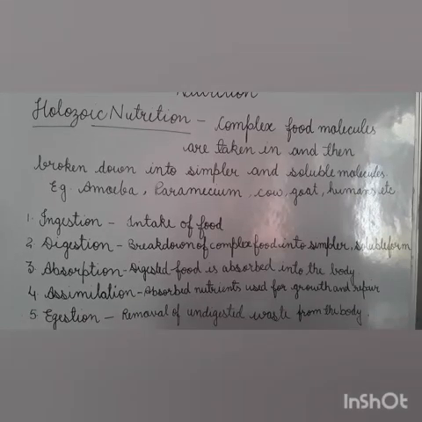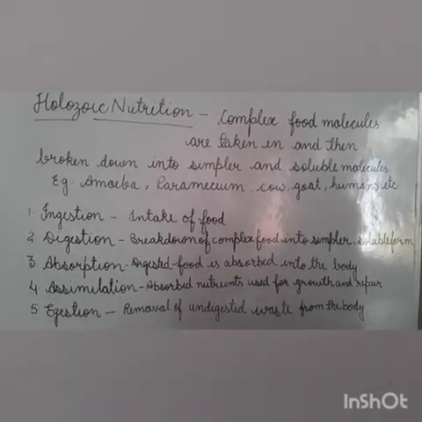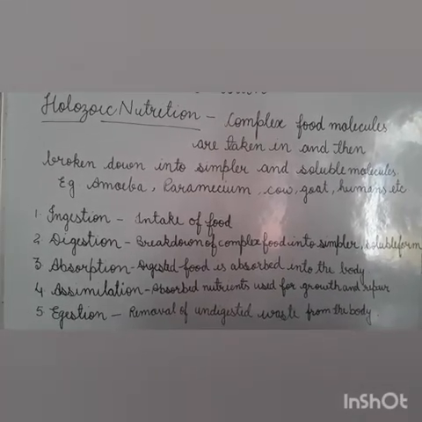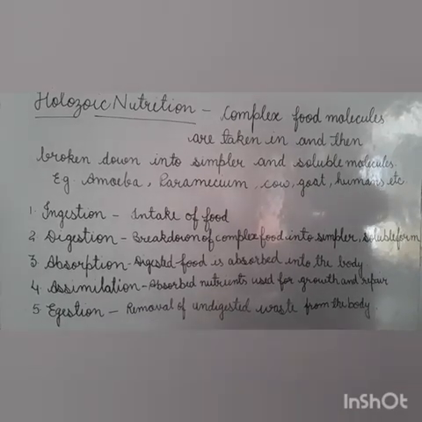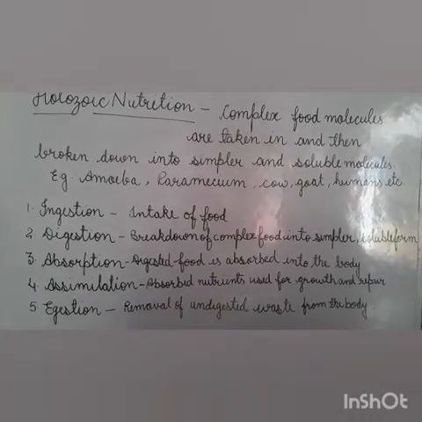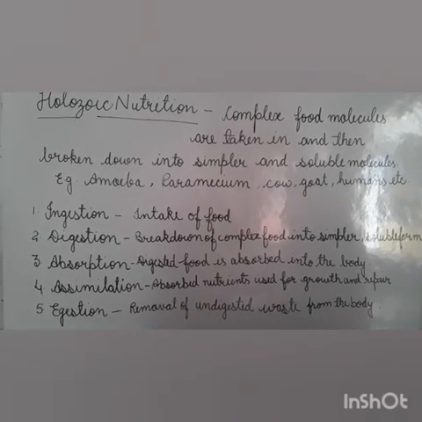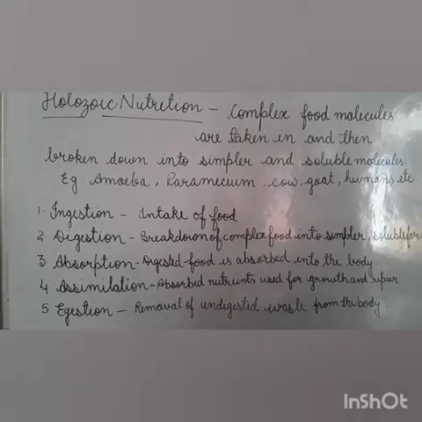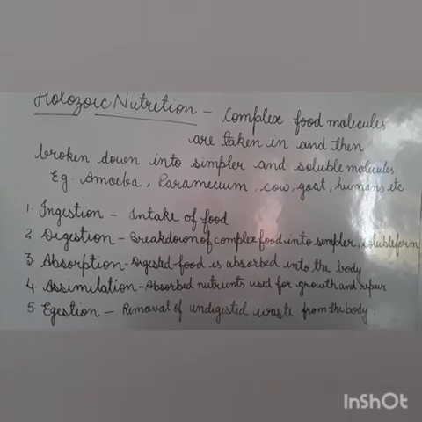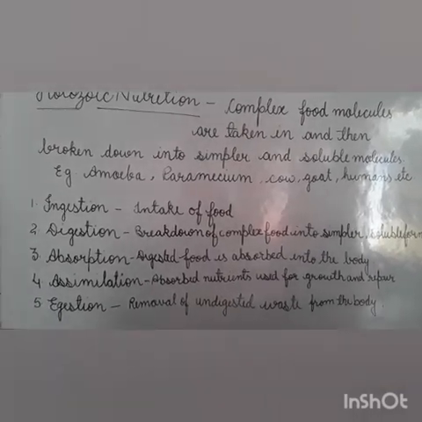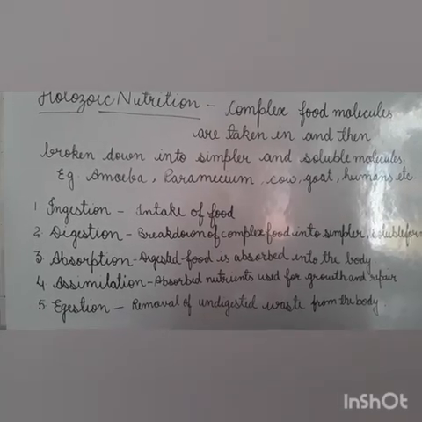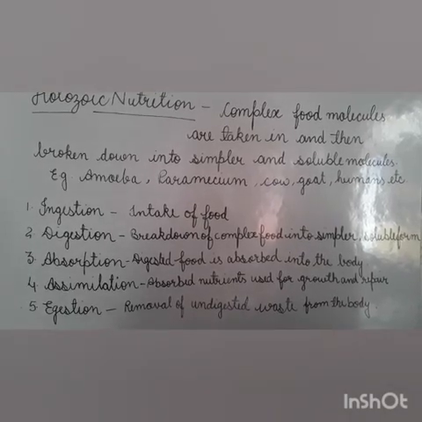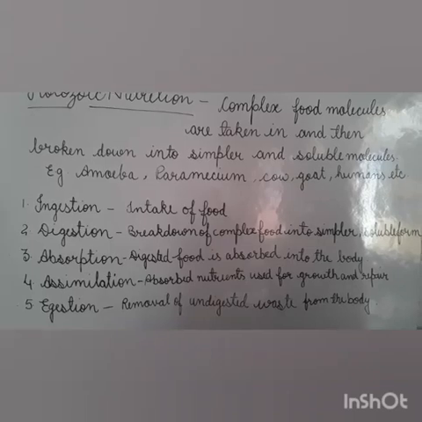So children, now we will learn about holozoic nutrition. In this mode of nutrition, organisms take food in complex solid form, and this complex food is broken down into simpler and soluble molecules, and then their body absorbs these simpler and soluble molecules. This mode of nutrition occurs in amoeba, paramecium, which are single celled, unicellular organisms, and cow, goat, humans, dog, cat, etc.